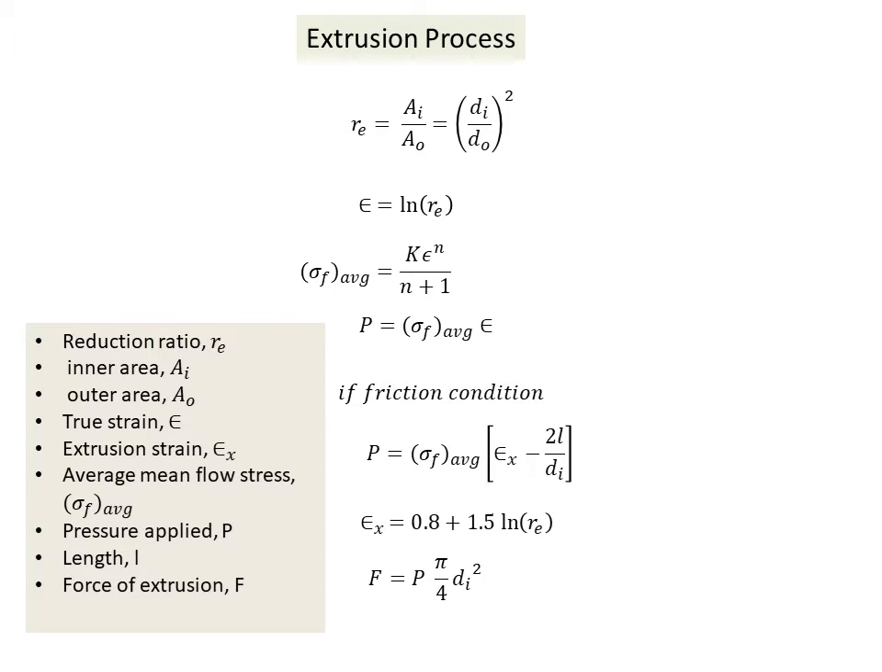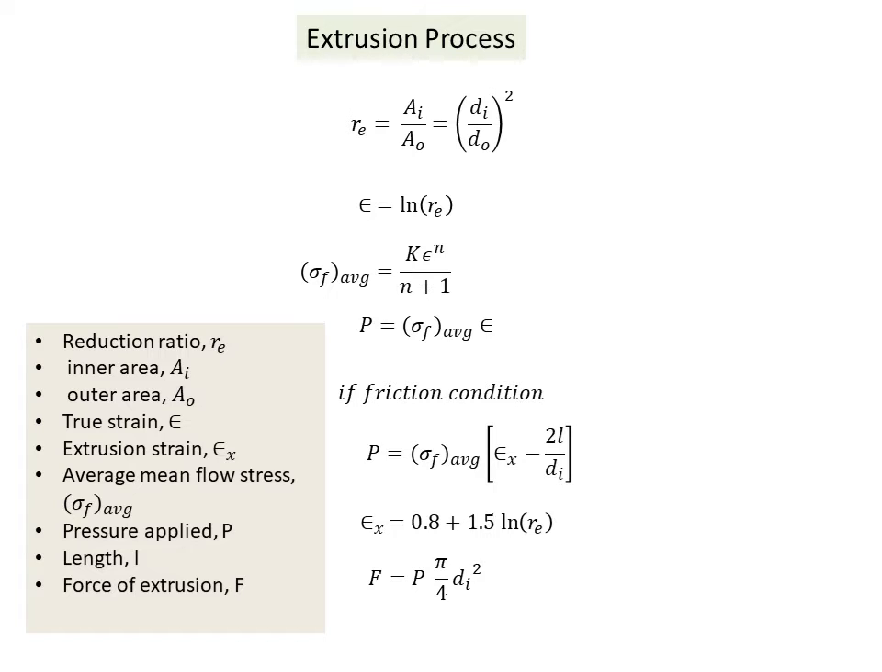So the next process is extrusion process. In extrusion processes we can have the following formulas. RE means reduction ratio, which can be calculated by AI upon AO is equal to DI upon DO bracket square. Epsilon is equal to ln of RE. Ln means natural log and epsilon means true strain. Sigma F average is the average flow stress, which can be given as K into epsilon raised to n upon n plus 1.